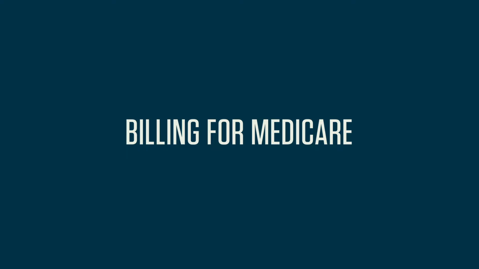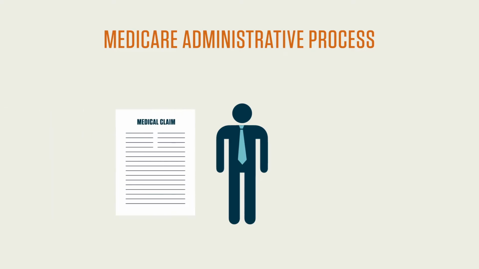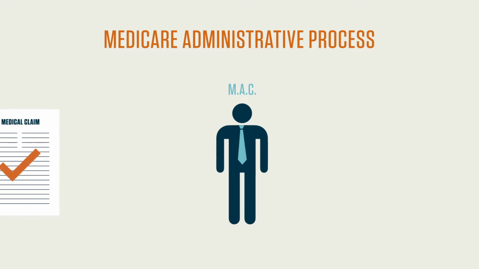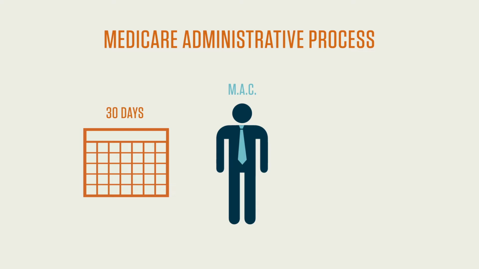Billing for Medicare. Before we get into specifics with Medicare, here's a quick note on the administrative process involved. When a claim is sent to Medicare, it's processed by a Medicare Administrative Contractor, MAC. The MAC evaluates or adjudicates each claim sent to Medicare and processes the claim. This process usually takes around 30 days.